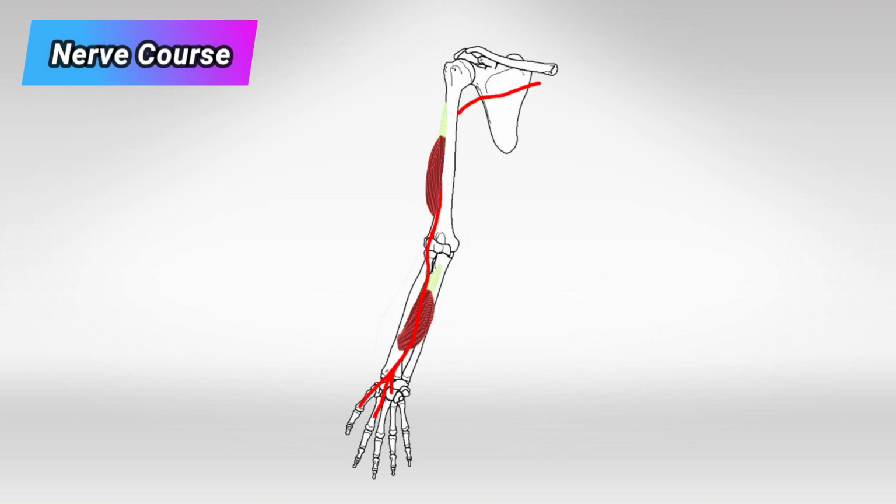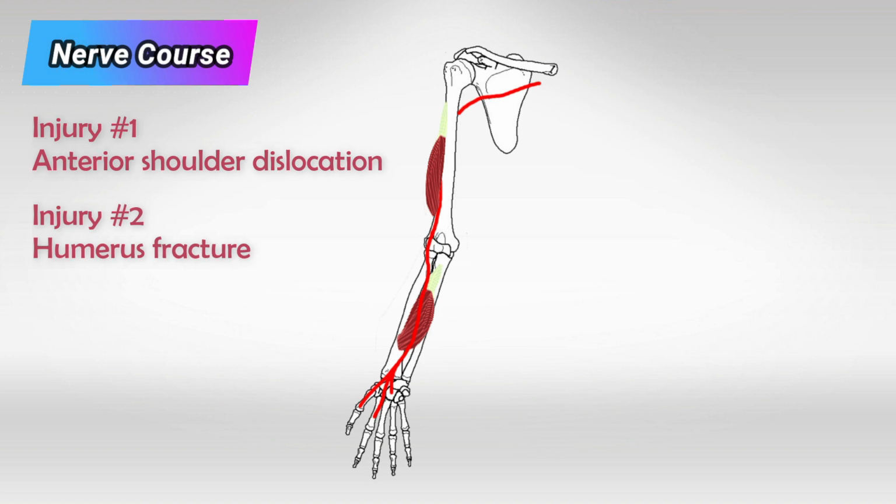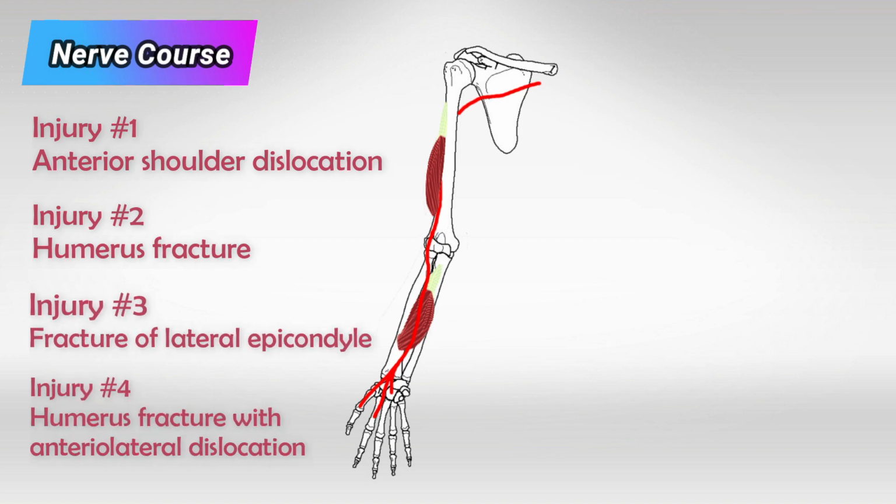Pathology causes wrist drop, and injury can be in the axilla with shoulder dislocation, in the humerus if it was fractured in the middle, or distally fractured with anterior lateral dislocation, or fracture of the lateral epicondyle. And we test the nerve damage by testing the sensation in the first finger web.